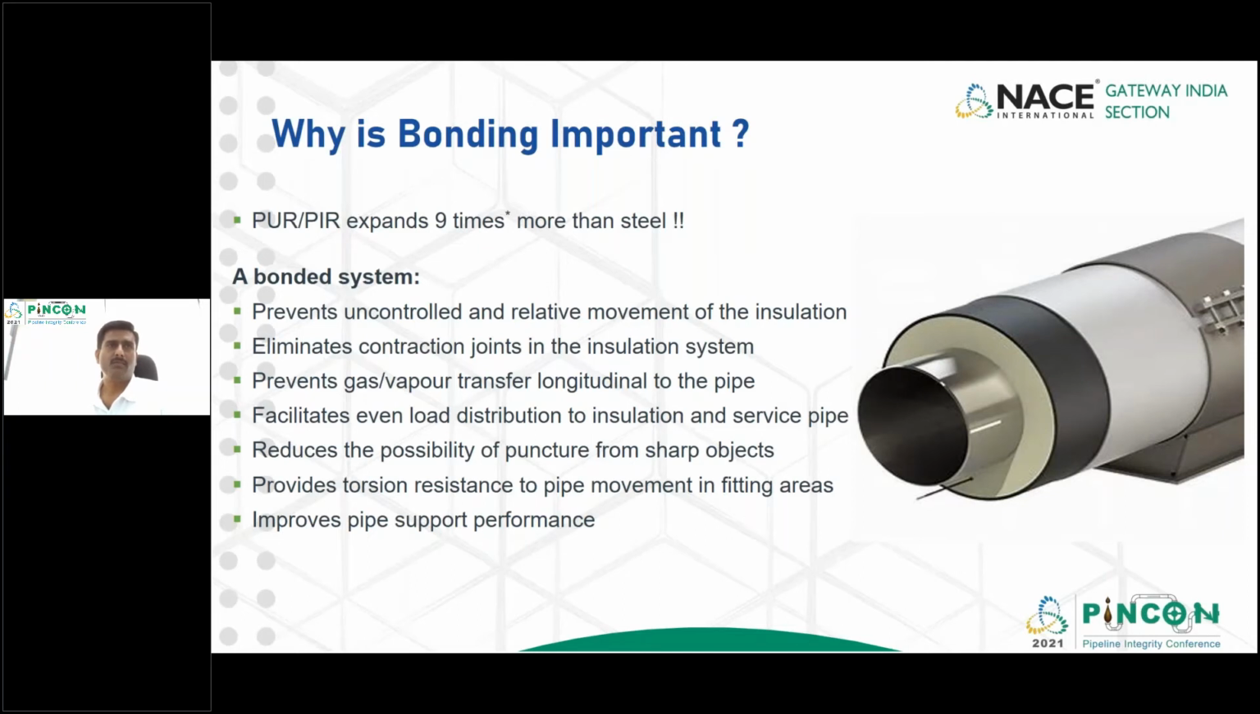It prevents the movement of insulation when subjected to thermal expansion and contraction, eliminates the contraction joints, prevents the gas or vapor transfer longitudinal to the pipe, facilitates even load distribution, reduces the possibility of puncture from sharp objects, provides torsion resistance to pipe movement, improves pipe support performance, eliminates water ingress and mechanical degradation, ultimately mitigating the corrosion under insulation.